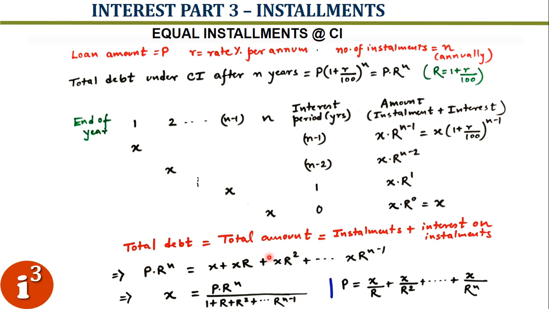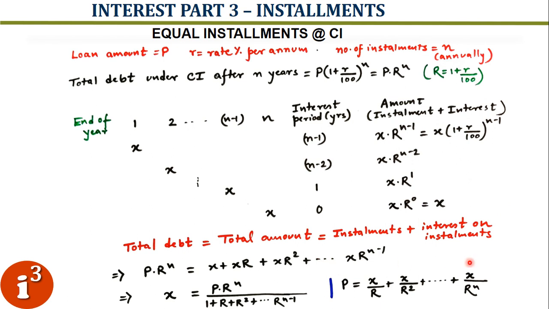Similarly for P, you take this R to the power n to the denominator on the right hand side. So it will be P equal to x by R plus x by R square plus dot dot dot, x by R to the power n. It will go till like this. So if the concept is clear, just learn or visualize this formula. It will be easy to solve these problems.